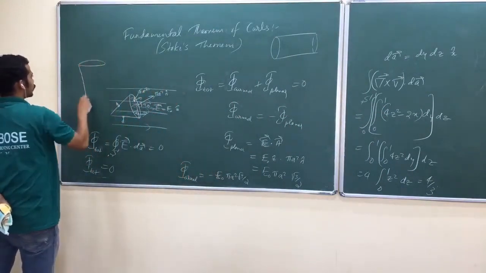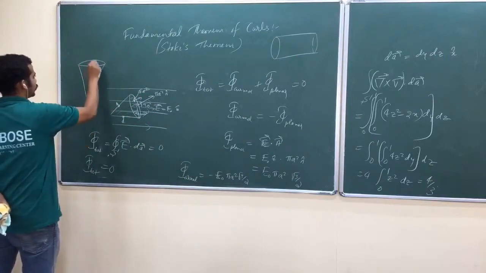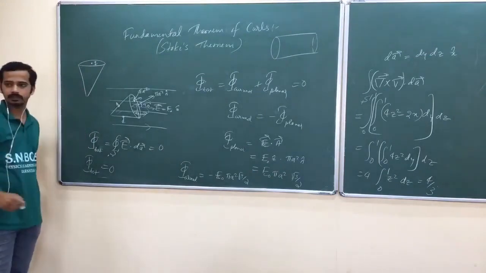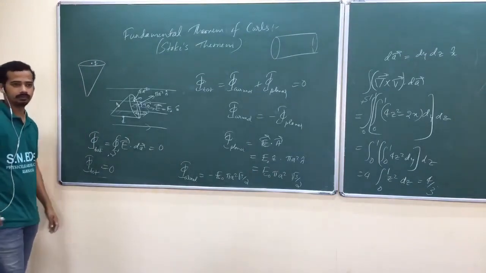I have given one more question. Take a kind of ice cream cone. So put a charge Q here. What is the net flux through the surface? Am I right? Now what will you do?